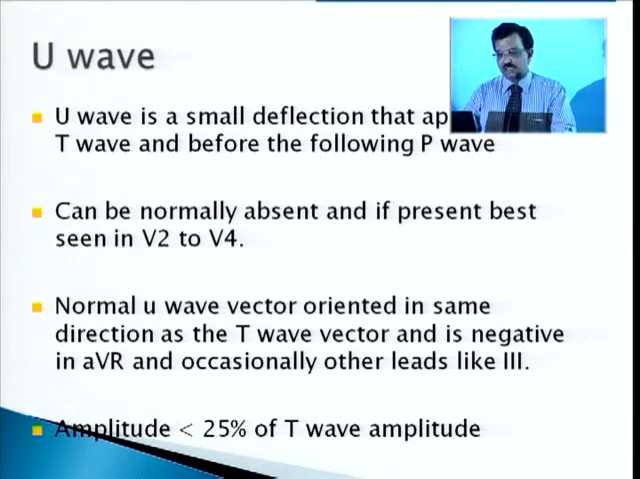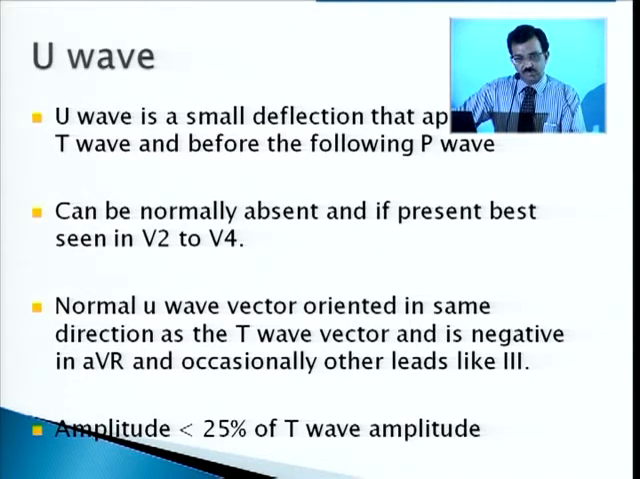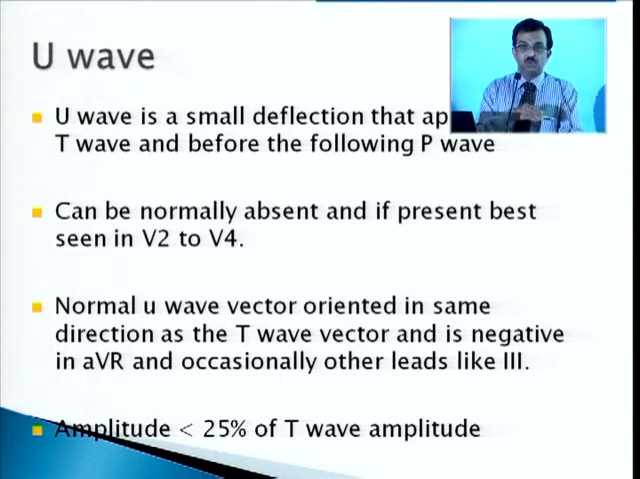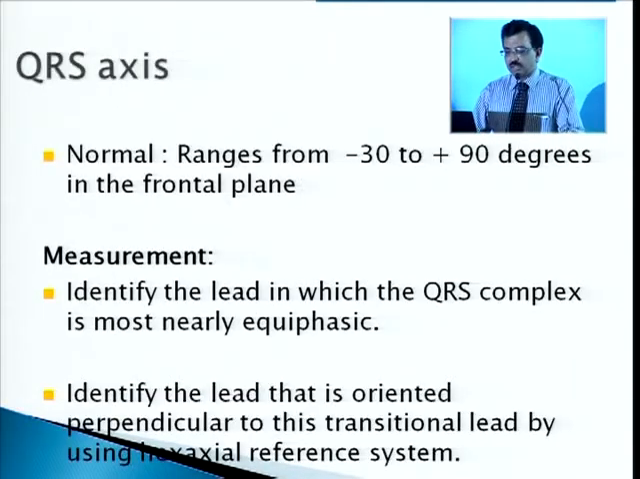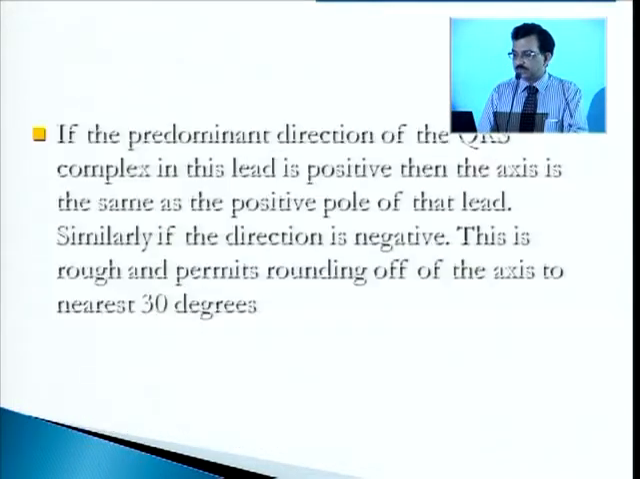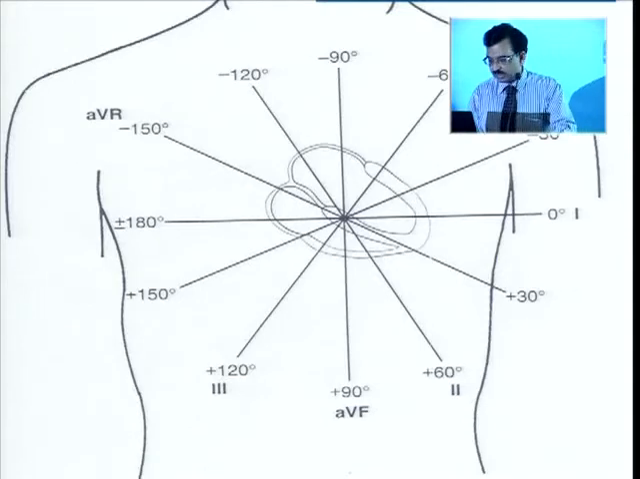The U wave is another one. It's a small deflection that appears later after the T wave, and it usually represents late repolarization which occurs in the Purkinje system. Normally it has not much significance, except that in hypokalemia it can be very prominent, where we measure the QU interval. Then the QRS axis, as Dr. Subramaniam has already spoken, varies from -30 to +90 degrees in the normal frontal plane. That has already been discussed.